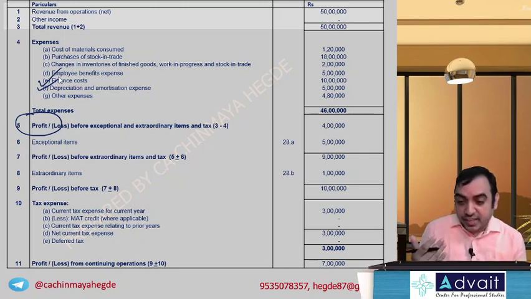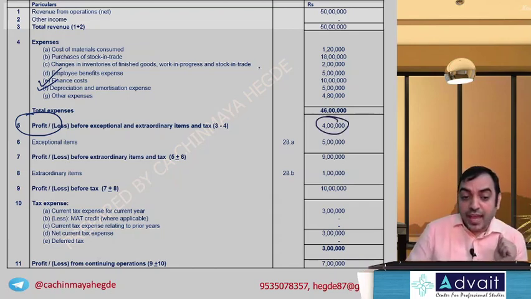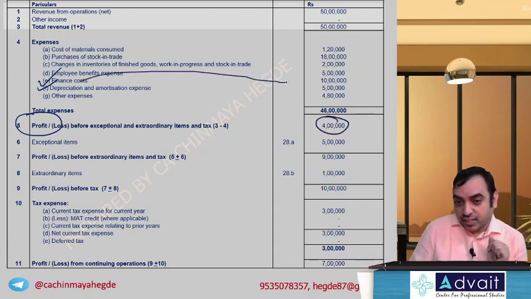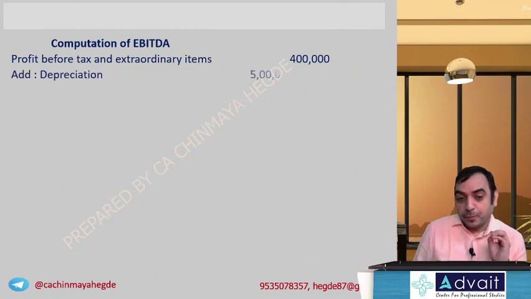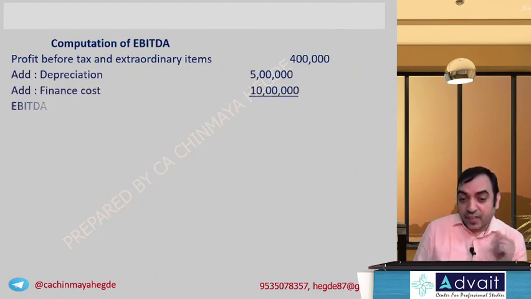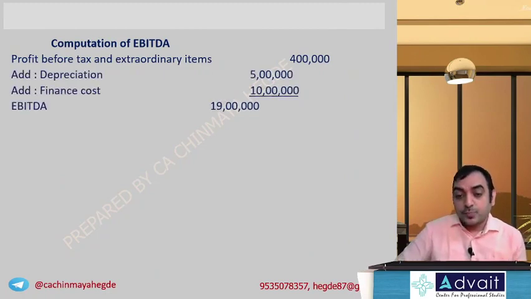And how do we eliminate? We eliminate by adding back. So for this amount, we add back the interest cost, which is finance cost 10 lakh, and depreciation 5 lakh. That will give you the amount of EBITDA. So depreciation is added, finance cost is added, so you get EBITDA. So write down this EBITDA, then we compute enterprise value.